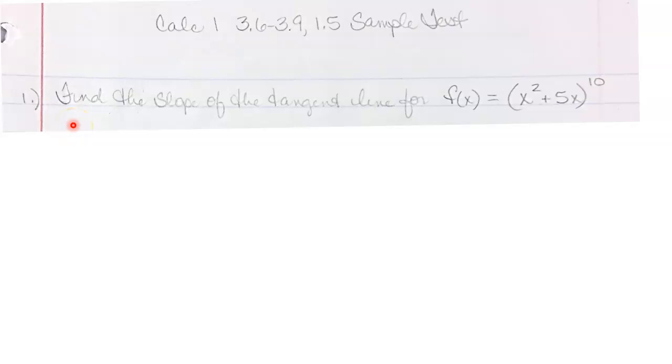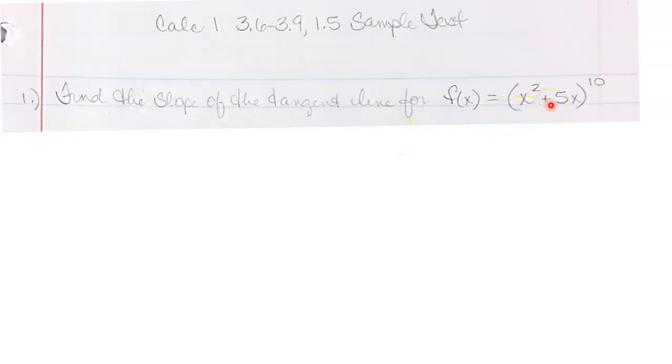All right, let's look at the sample test for Calculus 3.6 to 3.9 and 1.5. So first off, we need to remember that there are multiple ways to say derivative. Slope of the tangent line, instantaneous velocity, instantaneous rate of change, derivative, y prime, dy dx. There are tons of different ways they're going to ask us to do the same thing. We need to recognize it no matter how they ask it. So when they say find the slope of the tangent line, they're just saying find the derivative.